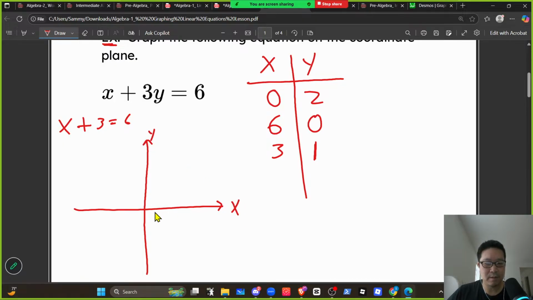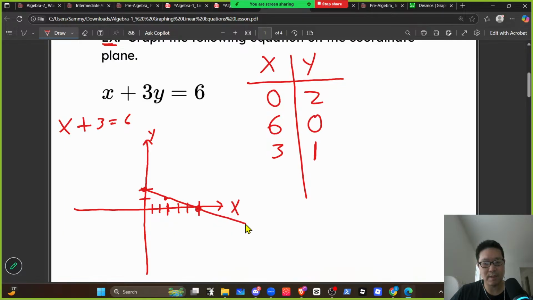So let's do that. 0 and 2. So that's here. 6 and 0. 1, 2, 3, 4, 5, 6. That's here. And 3 and 1. That's here. Then all you have to do is connect the dots.